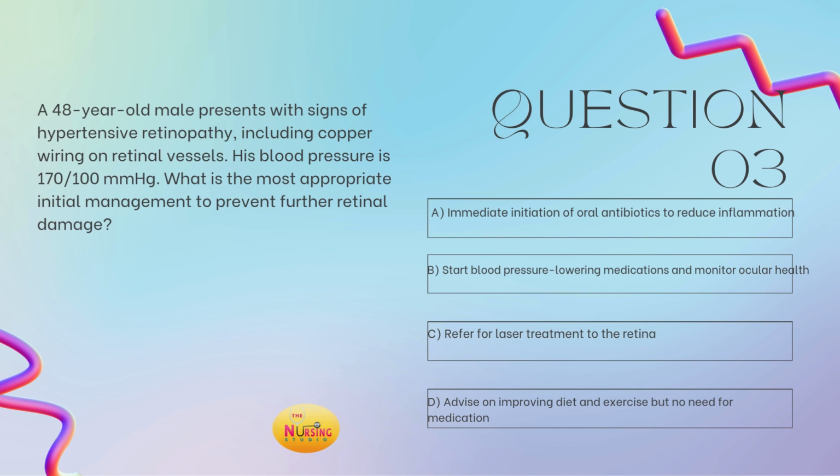All right, and lastly, question number 3. A 48-year-old male presents with signs of hypertensive retinopathy, including copper wiring on retinal vessels. His blood pressure is 170 over 100. What is the most appropriate initial management to prevent further retinal damage?